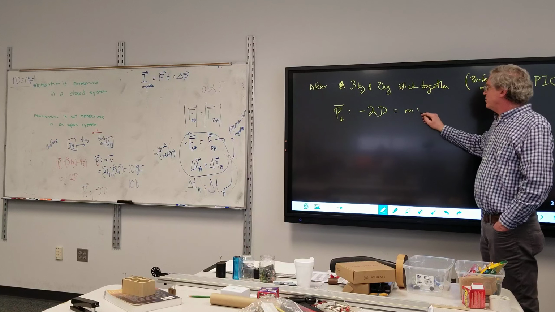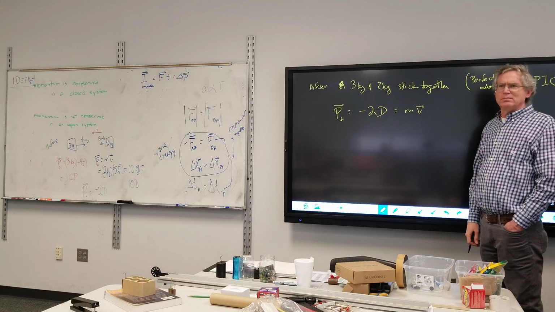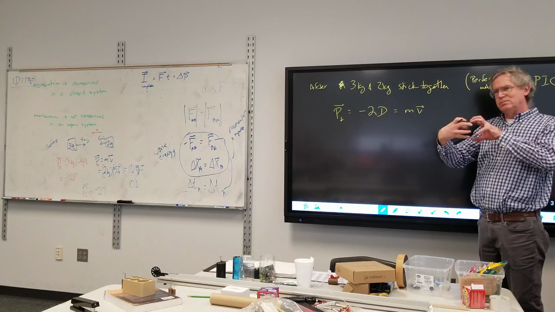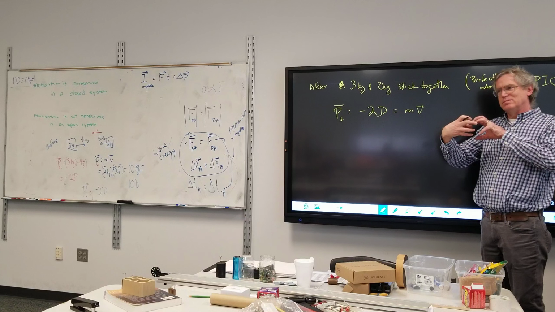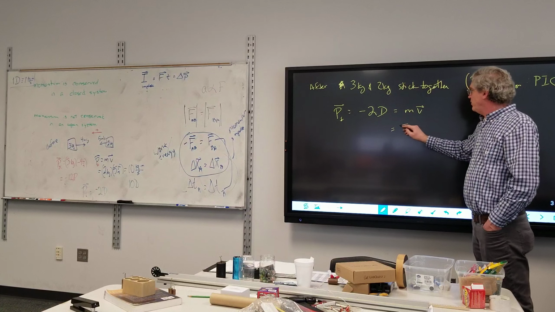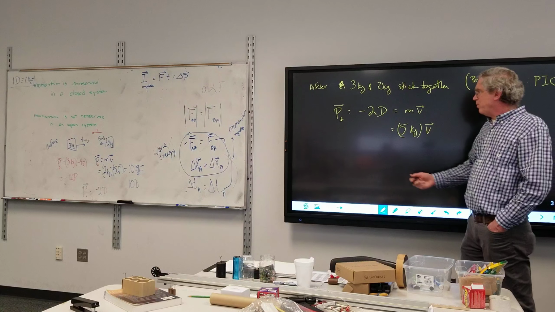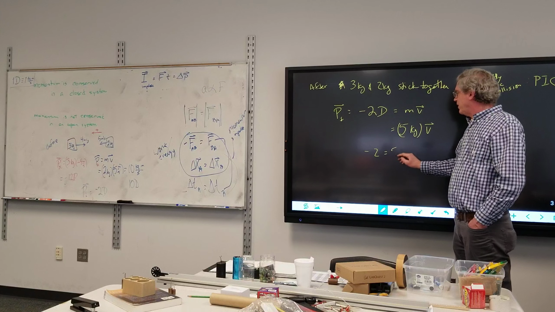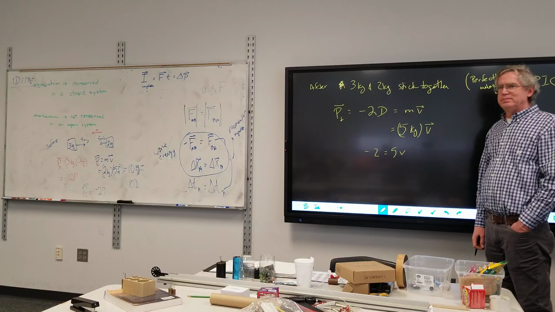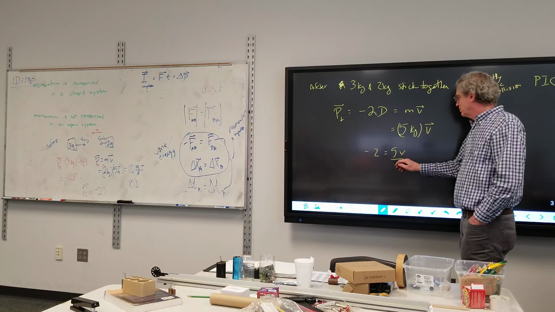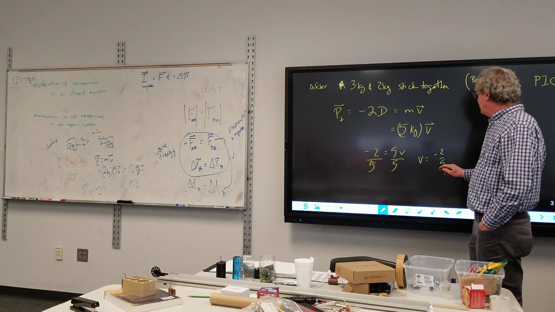which is equal to mass times velocity. What's my total mass now? They're stuck together. So that's equal to 5 kilograms times my velocity. So the math problem we're working on here is -2 is equal to 5v. That's the math problem. How do you solve for v? Divide by 5. So v is equal to -2/5.